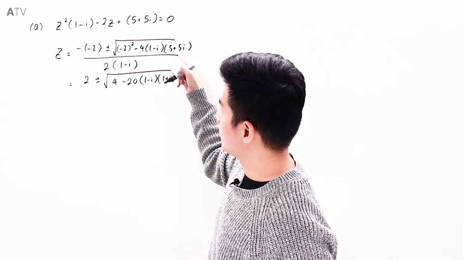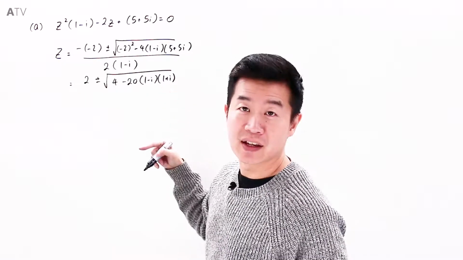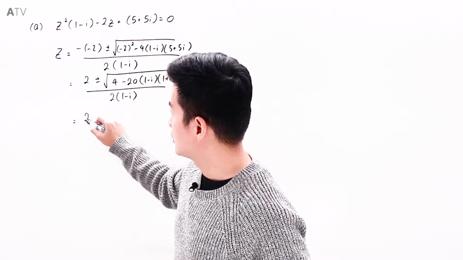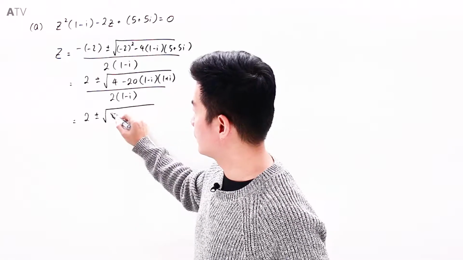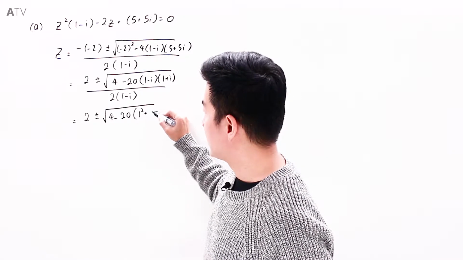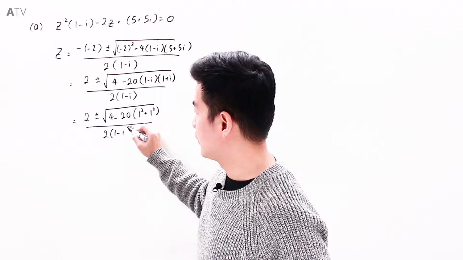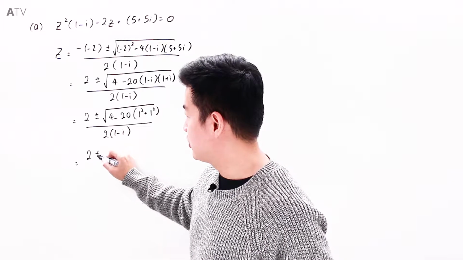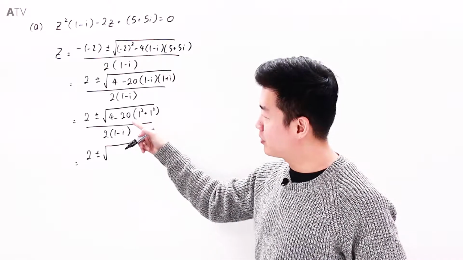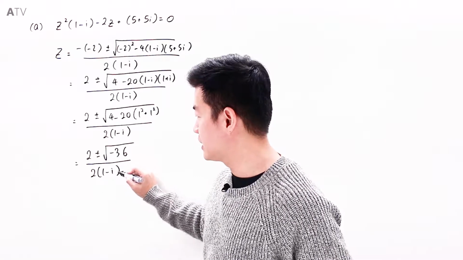This was the reason why we factorize out 5, so that I can have 1 minus i and 1 plus i, a conjugate pair here. Then this is going to be divided by 2 times (1 minus i), I'll just let it be. So I have 2 plus or minus the square root of 4 minus 20, and this multiplied by this is the real square plus the imaginary square, 2, which is 40. So 4 minus 40 is minus 36, divided by 2 times (1 minus i).